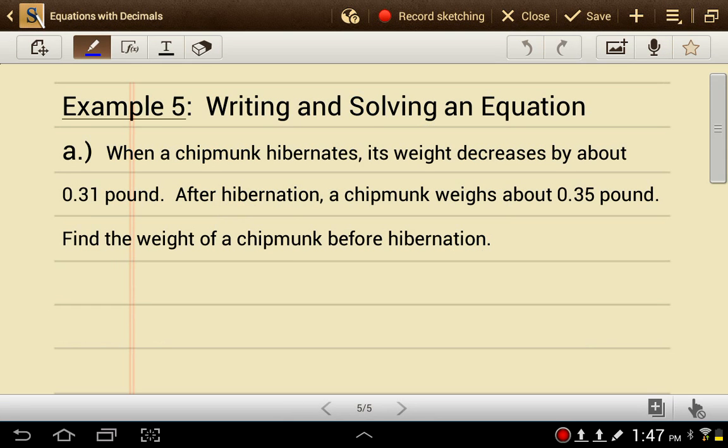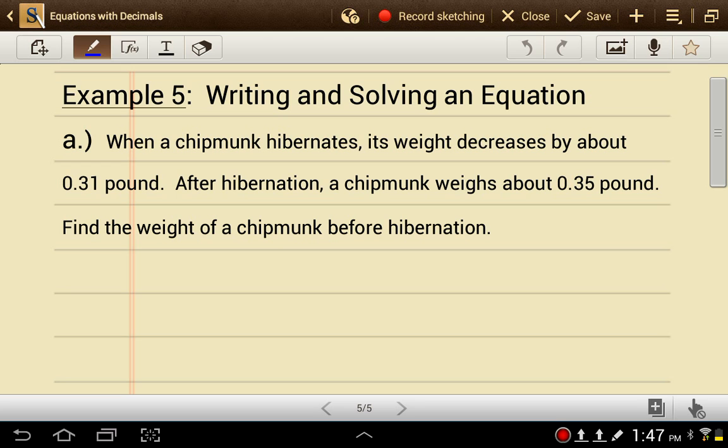In our last example, we're going to be writing and solving an equation. So here we have, when a chipmunk hibernates, its weight decreases by about 0.31 pound. After hibernation, a chipmunk weighs 0.35 pound. Find the weight of the chipmunk before hibernation.